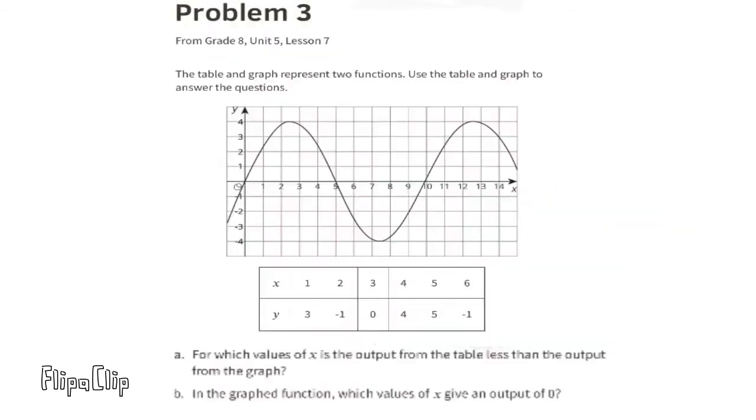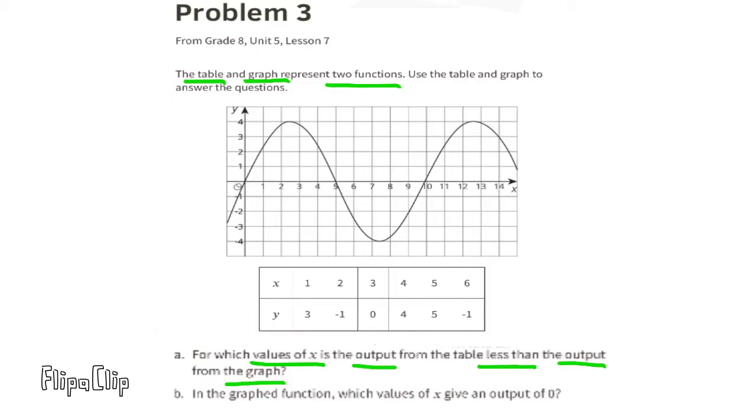Problem number 3 from 8th grade, Unit 5, Lesson 7. The table and graph represent two functions. Use the table and graph to answer the questions. A. For which values of x is the output from the table less than the output from the graph?